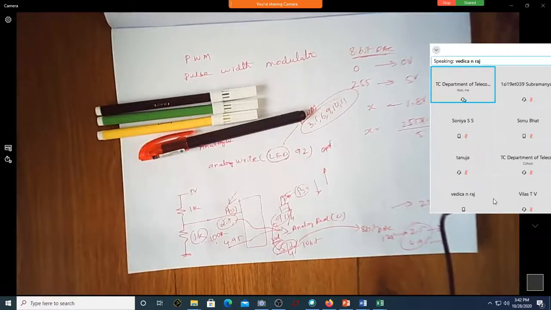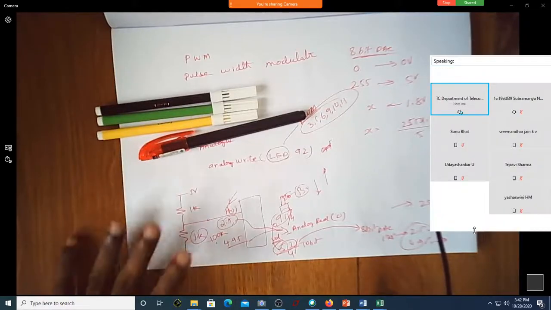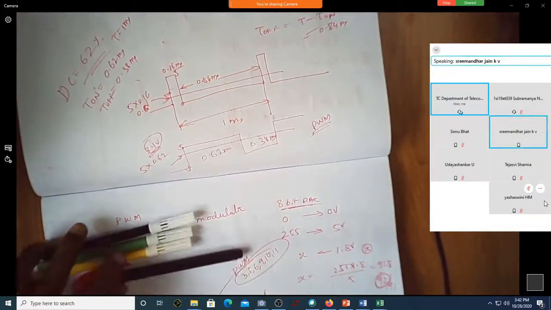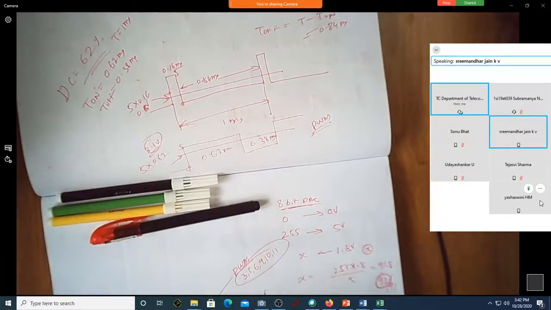Okay, sir. Fine, perfect. Next question, who will ask? Who else is there? Let me see how many of you are there. Yashaswini? Srimandar. Sir, what do TX and RX represent on the Arduino board?